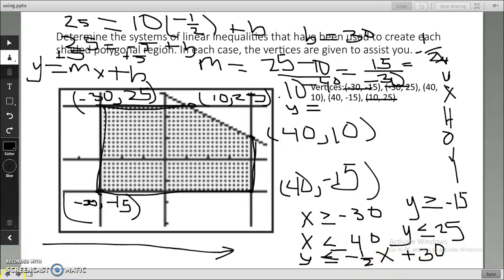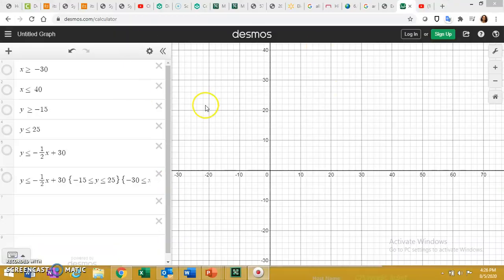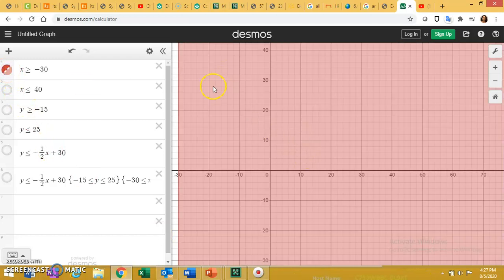So let's put that in our graphing calculator. Okay, so I'm here at my free graphing calculator, Desmos, www.desmos.com, and I've placed the system of inequalities here in my calculator. I'm going to highlight them again. So x is greater than or equal to negative 30 is this line down here. Oh, sorry, x is a vertical line. I apologize. So that's negative 30.